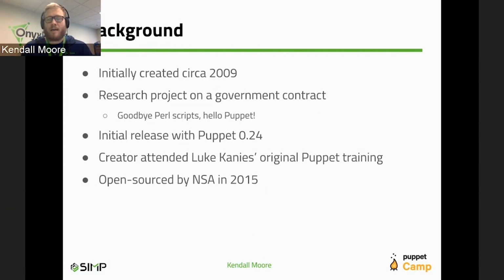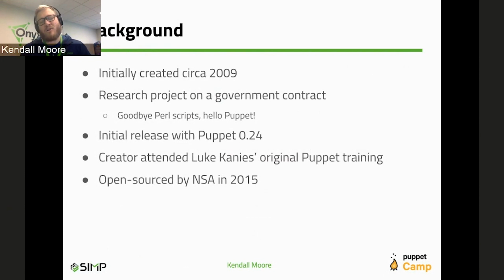So the first release of SIMP, which was in 2009, was centered around Puppet version 0.24. I don't remember the exact release date of Puppet, but I do know that it's been a very, very long time. So we've had the opportunity to see Puppet grow from its inception. An example of that was the creator, Trevor. He actually attended Luke's very first Puppet training, where, if I remember the stories correctly, he accidentally went through all of the content in the first day instead of it lasting for the whole training session. So Luke had to stay up all night building content for the remaining days.